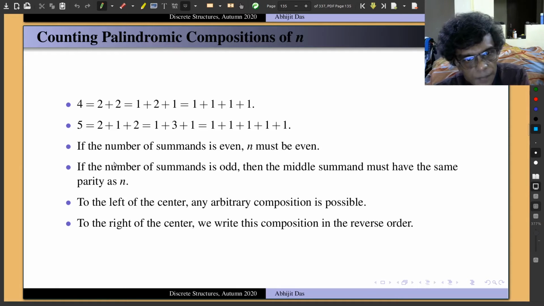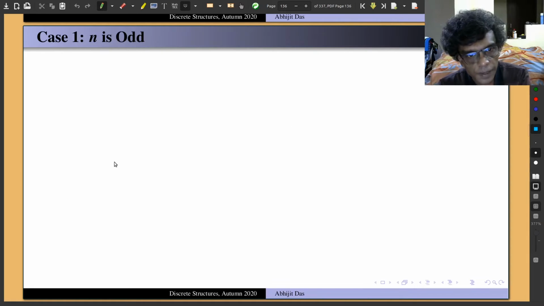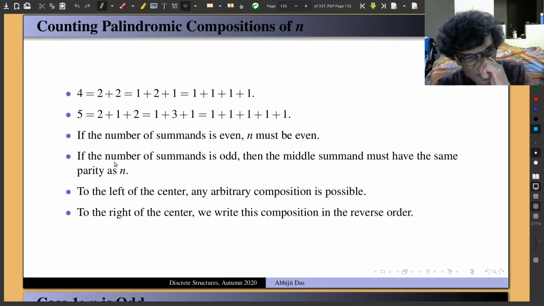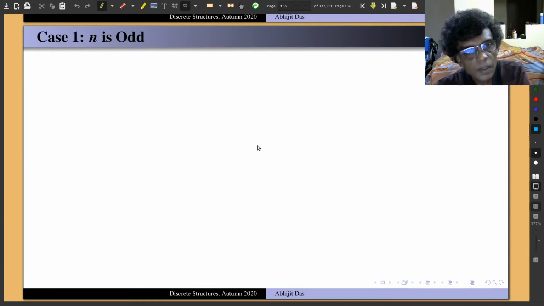Let us deduce explicit formulas for the count of palindromic compositions of n. Okay. So as you see, this introduces an inherent asymmetry between even numbers and odd numbers. So I have to consider these 2 cases separately. Let us first look at the case of odd numbers.